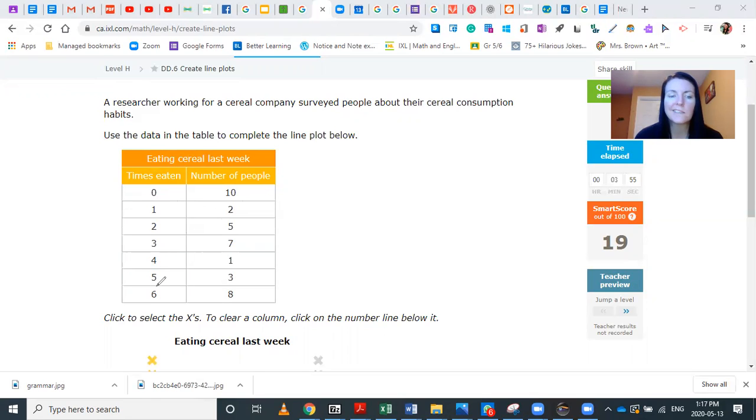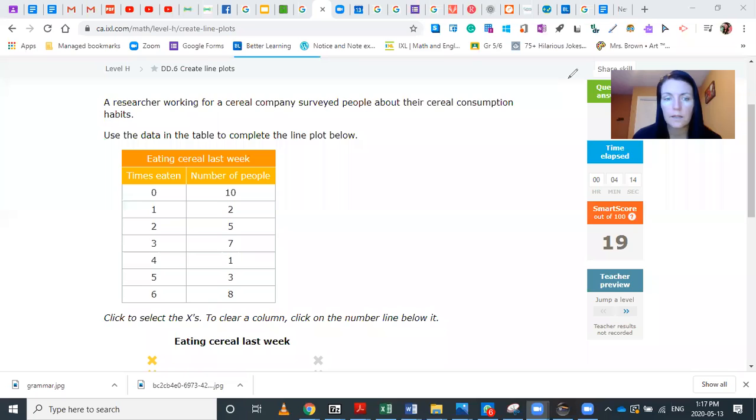Right? You see how the 6 times a week, 8 people said, I ate cereal 6 times last week. They obviously either didn't present the fact that 7 was an option, or maybe nobody picked 7, so they decided to discount adding that to the graph.